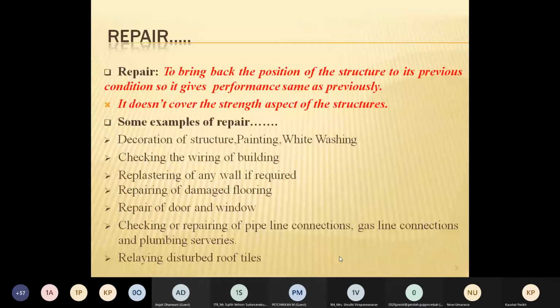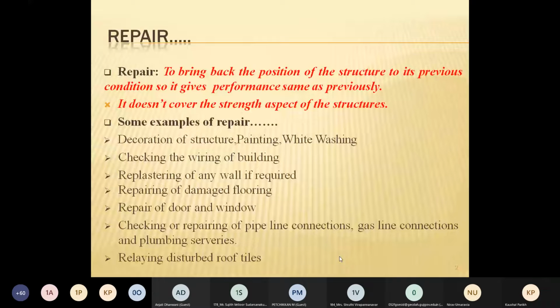If we take some examples of repair, we may take the decoration of structures, like painting, whitewashing, the wiring of a building, or replastering wherever it is required. The changing of flooring is also considered a repairing technique, as is repair of doors and windows. As far as the structure is concerned, repair means slightly peeling off minor cracks. Also, relaying disturbed floor and roof tiles is treated as repair.